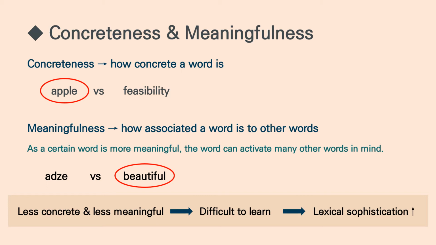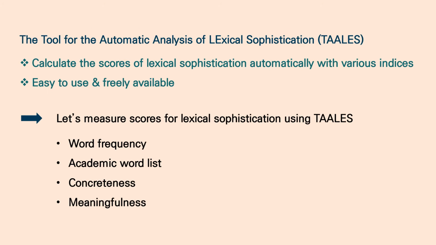Meaningfulness refers to how associated a word is to other words. As a certain word is more meaningful, the word can activate many other words in mind. For instance, we can come up with more words when we hear the word beautiful than when we hear the word as. Therefore, the word beautiful is more meaningful than the word as. As for lexical sophistication, less concrete and less meaningful words are more difficult to learn and thus are considered more sophisticated. So far, I explained the four dimensions related to lexical sophistication.